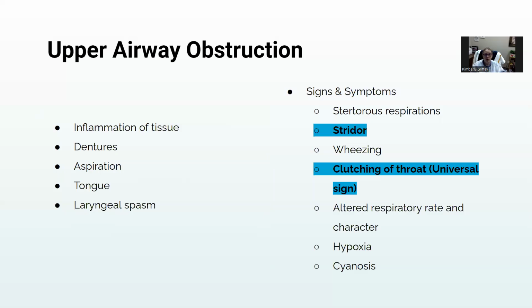Signs and symptoms of an upper airway obstruction. So think upper airway. You're going to have stridor, lots of wheezing. They might even be clutching their throat. This is that universal sign of choking. They may have an altered respiratory rate and character, so their respiratory status may change. They can become hypoxic and cyanotic.